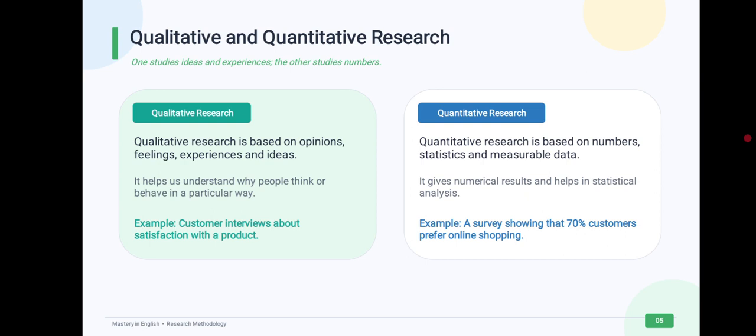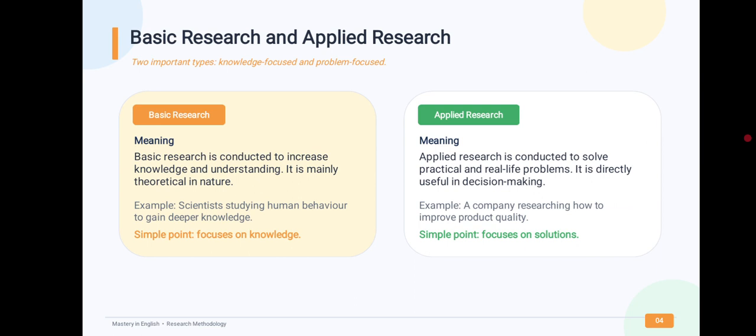Next, we have applied research. Basically, applied research is conducted to solve practical and real life problems. This type of research is directly related to business, industry, education, health, and society. For example, a cosmetic company researching how to improve product quality. The company wants practical solutions.